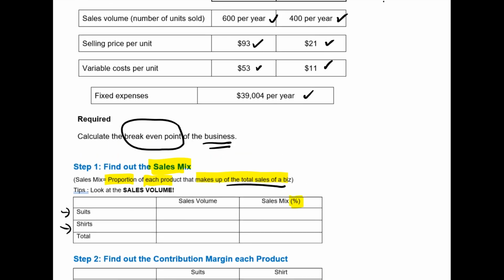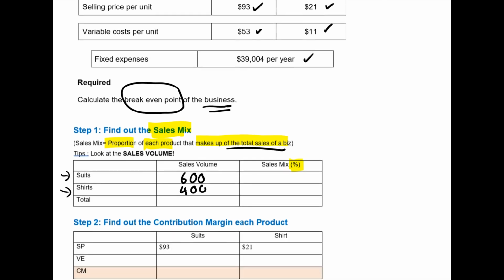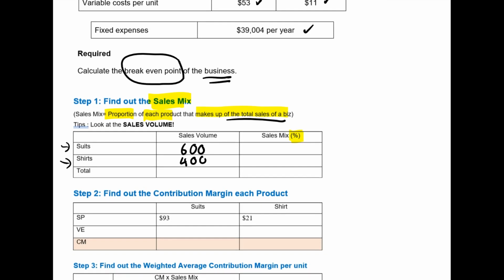You look at the sales volume for suits. Sales volume for suits is 600, so you put 600 over here. And your sales volume for shirts is 400, so you put 400 over here. So 600 plus 400 equals 1,000. How are you going to find the sales mix?